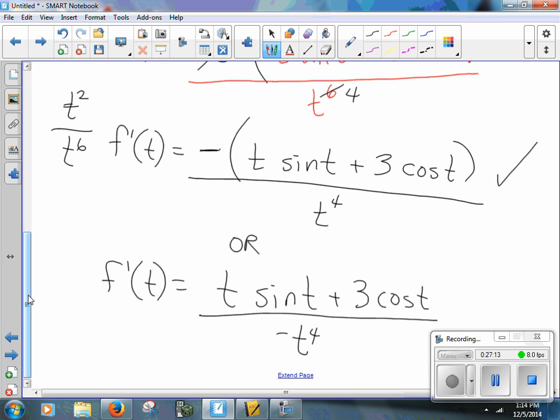So you don't distribute it to the top? I could have, that's another option. Did you have negative T sine T minus 3 cosine T over positive T to the fourth? That is also an acceptable solution. Do you understand why this is going to take me so long to grade? There are so many different options, folks. And if you don't show your work, you are SOL. So, I'm telling you, you will be out of luck. Okay? You must show all your work.